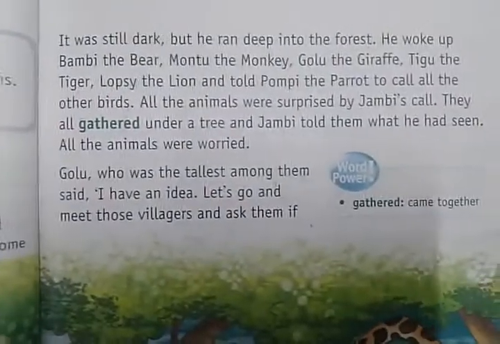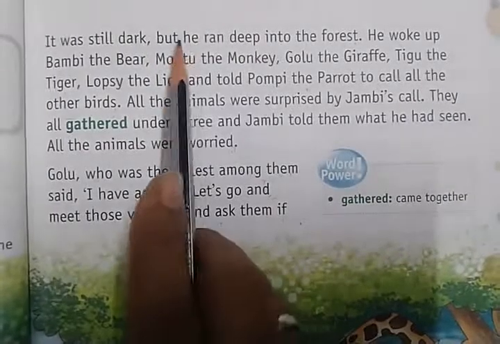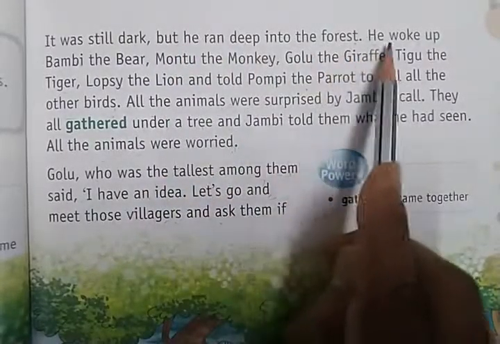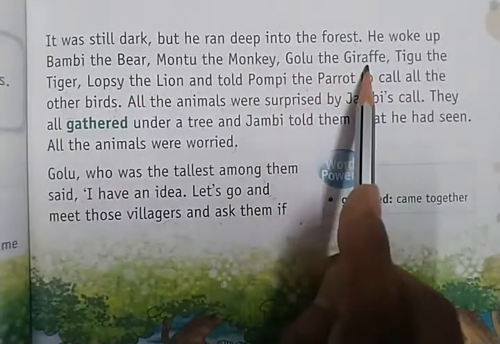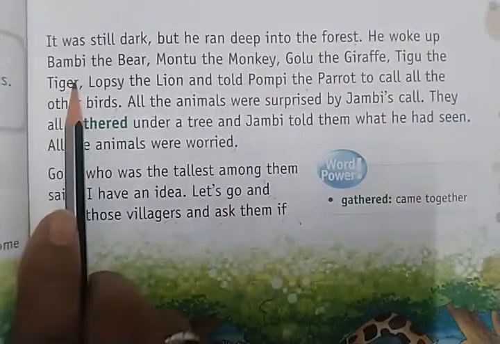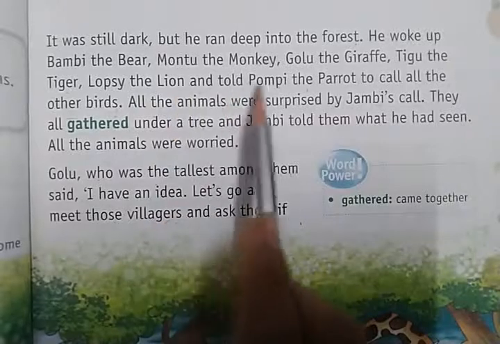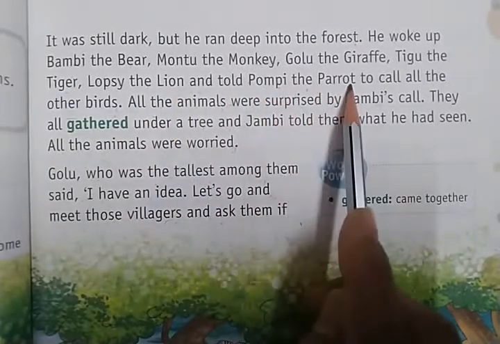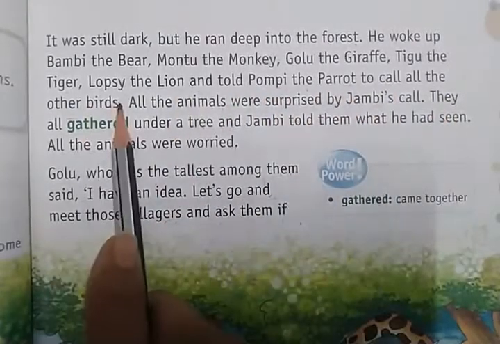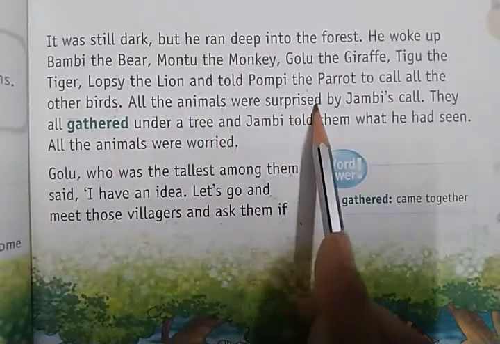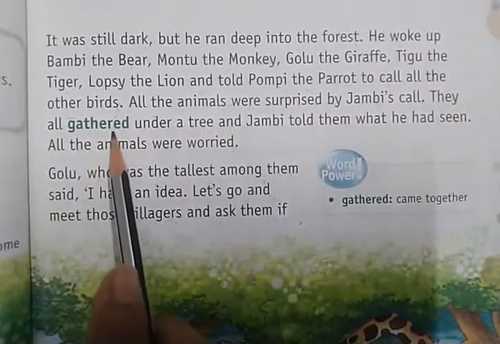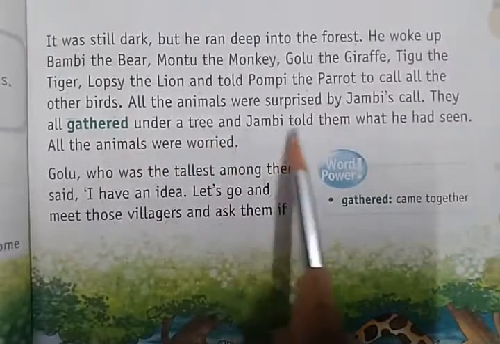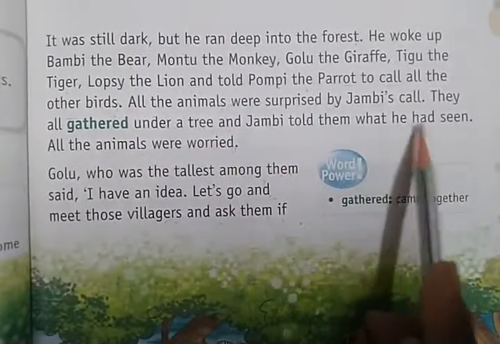Then it was still dark, but he ran deep into the forest. He woke up Babi the bear, Montu the monkey, Golu the giraffe, Tigu the tiger, Lupsi the lion, and told Pompey the parrot to call all other birds. All the animals were surprised by Jsvp's call. They all gathered under the tree, and Jsvp told them what he had seen.